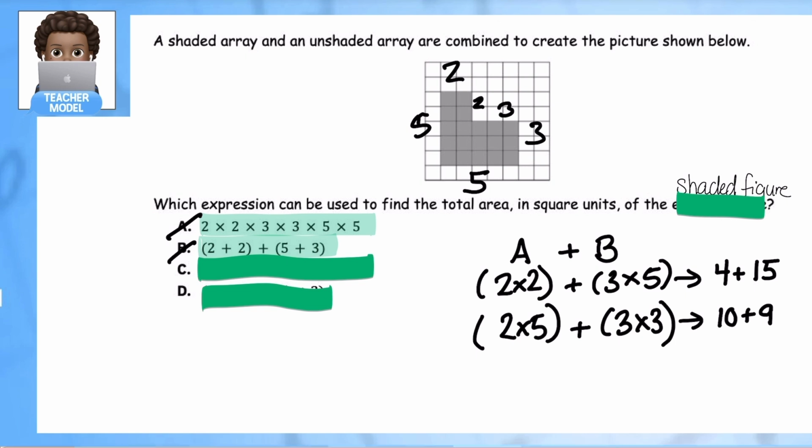2 plus 2 plus 3 plus 3 plus 5 plus 5. All right, so they're adding up all the sides. That's actually perimeter. So nope.